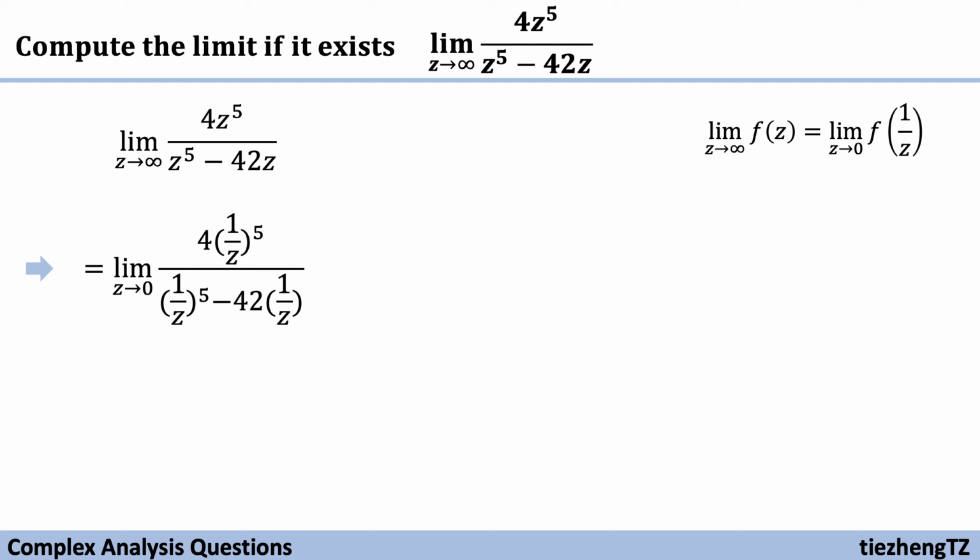The next step, we just need to multiply z^5 to both the numerator and the denominator parts. And we have the limit of 4 over 1 minus 42z^4 when z approaches 0. And we can see that when z approaches 0, 42z^4 approaches 0. So we can just write it as 4 over 1 minus 0. So the limit exists. It is 4.